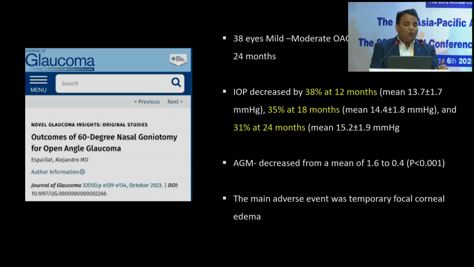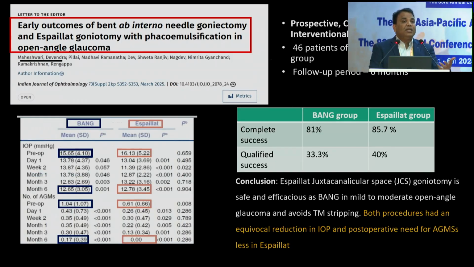This outcome is published in the Journal of Glaucoma. The 60-degree goniotomy reduced the IOP by 38% at 12 months, 35% at 18 months, and 31% at 24 months. We also compared the absolute goniotomy with the Bang, which is the most popular procedure in our country, and we found the outcomes almost similar. But the interesting part is that at 6 months in the absolute group, anti-glaucoma medication isn't required, so compared to Bang, it is much superior.